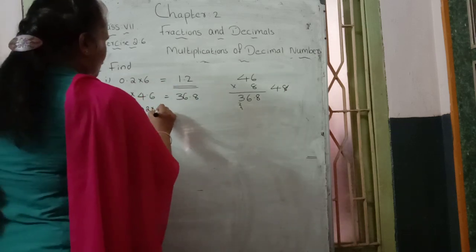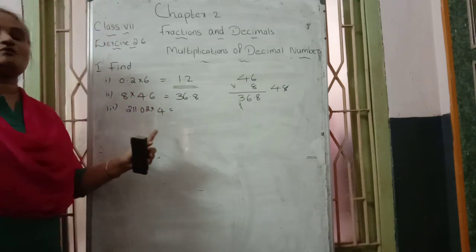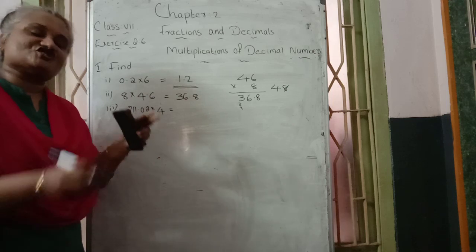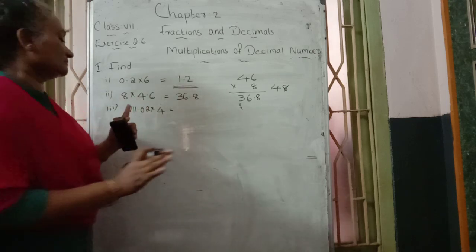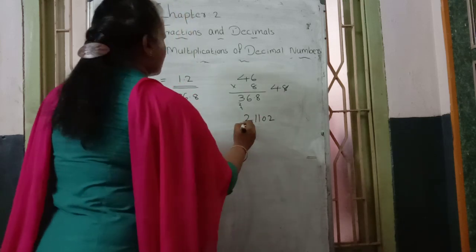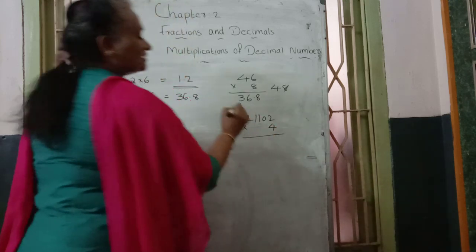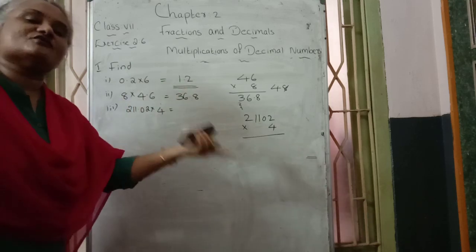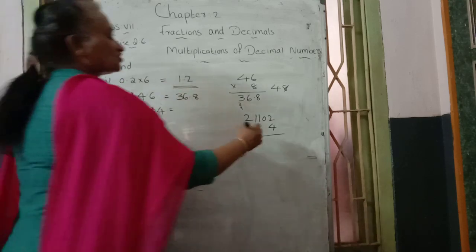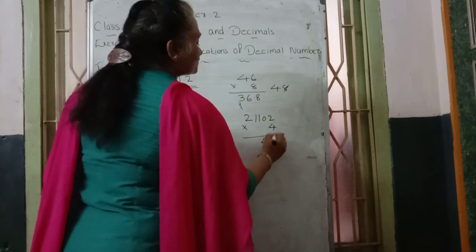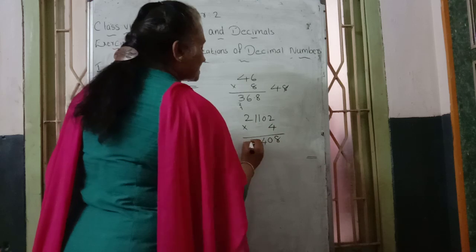The next question is 211.02 into 4. We want to multiply this number. Here also, how to multiply? Just take the numbers and multiply. Our number is 21102, multiplied with 4. After multiplication we put the decimal point. 4 twos are 8. 4 into 0 is 0. 4 into 1 is 4. 4 into 1 is 4. 4 twos are 8.